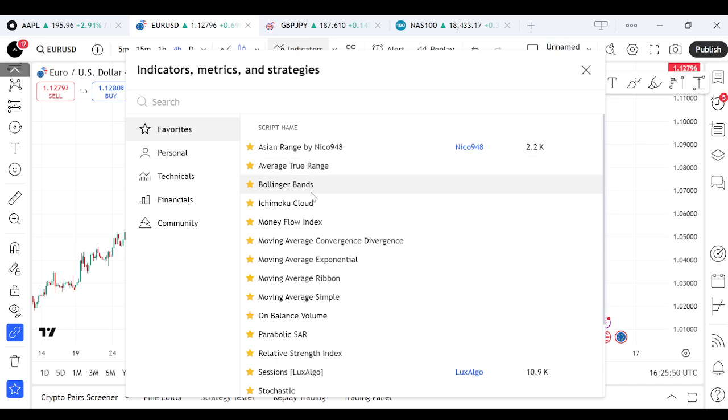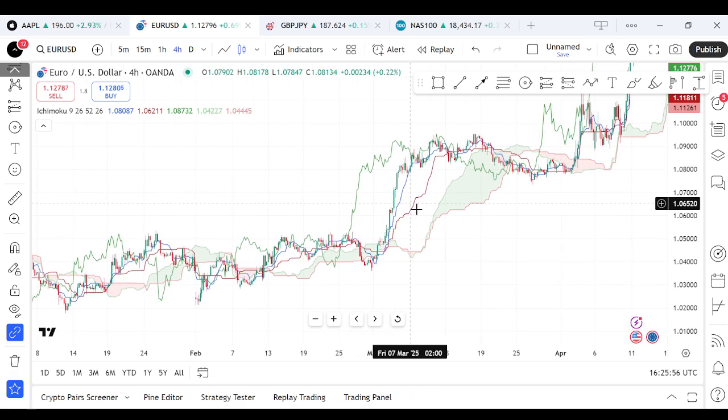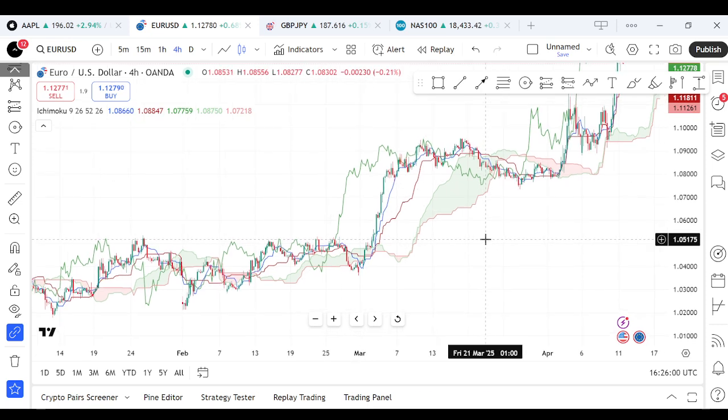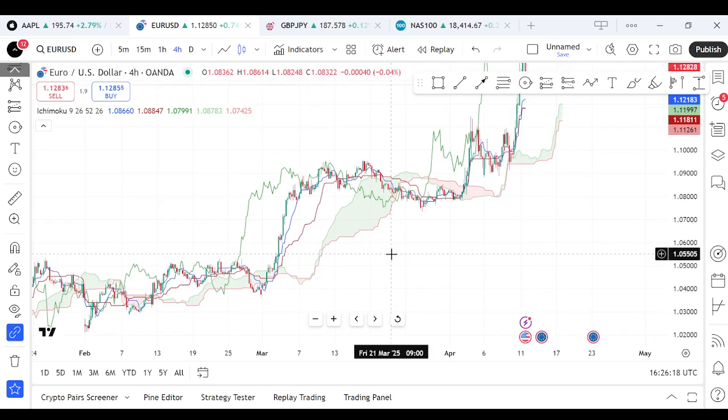So the first step is to add the Ichimoku Cloud to our chart, and we are on the 4-hour time frame on EUR/USD, which will be our case study for today. The Ichimoku Cloud, like I explained, is a comprehensive technical analysis system developed by Japanese journalist Goichi Hosoda. The name translates to one look equilibrium chart, reflecting its purpose of providing multiple market insights at a single glance.